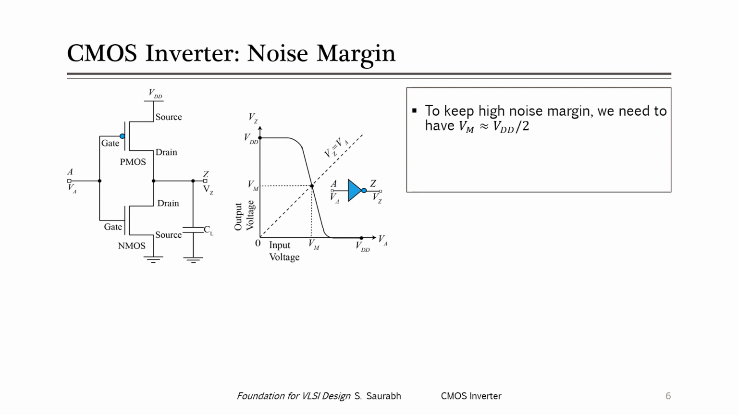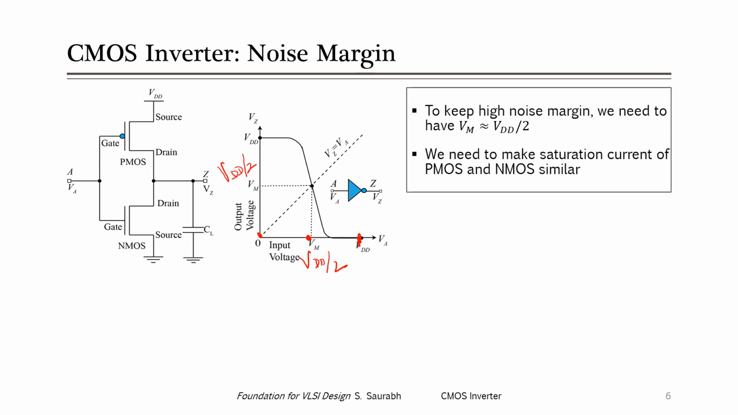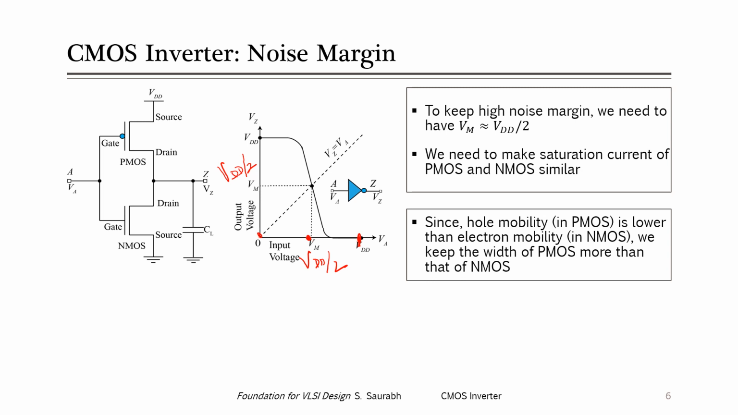Now, to keep noise margin high, we need to have this Vm point around VDD by 2, right? So this is VDD, this is 0 volt. We typically want Vm to be at VDD by 2, and the output voltage will be VDD by 2 at the Vm point. Obtaining this characteristic is a bit challenging, because we need to make the saturation current of both PMOS and NMOS similar. But the saturation current depends on mobility, and electrons have much higher mobility than holes. Since hole mobility is lower than electron mobility, we need to keep the width of the PMOS more than the NMOS, so that the saturation current is the same for the NMOS and the PMOS, and we get the Vm point close to VDD by 2.